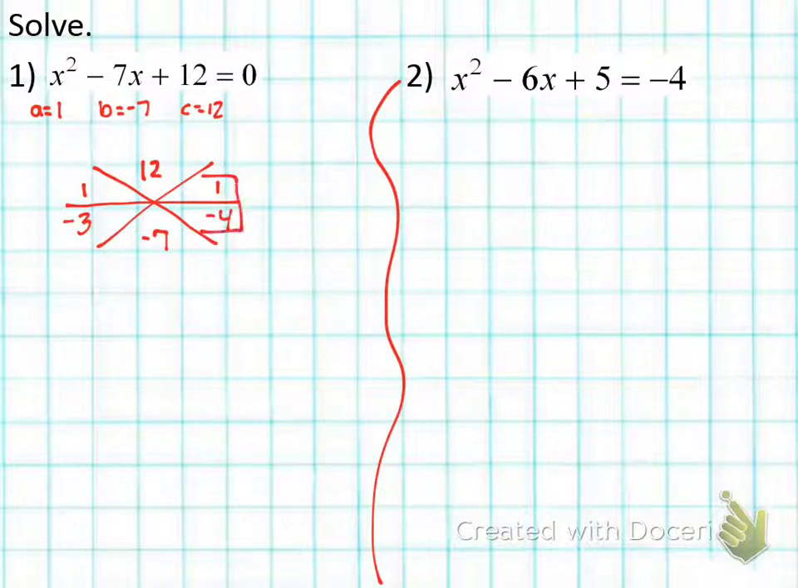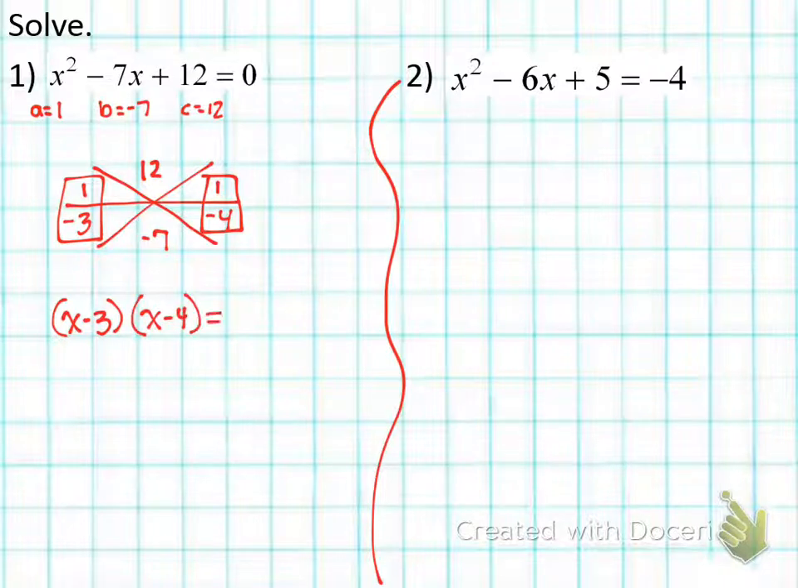Now comes the box part. Can I simplify these fractions at all? Nope. So when I factor this, I get x minus 3 times x minus 4. So that's the factored version. Remember, I'm trying to solve. Solving means to find the answer of the letter.